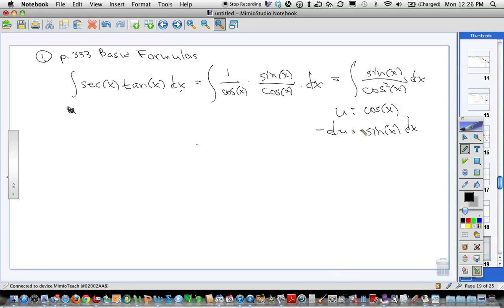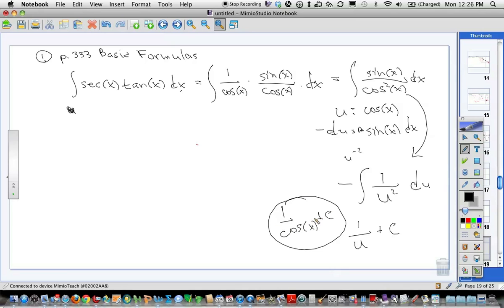Move the negative over to this side. So your substitution would be a u squared on the bottom. Sine x dx would come out as a negative du. So this would be u to the negative 2. So you raise that up to a negative 1, divide by negative 1, and cancel this. And so you just have 1 over u, or u to the negative 1, plus c. And then you put the cosine back in. 1 over cosine is the same as secant.